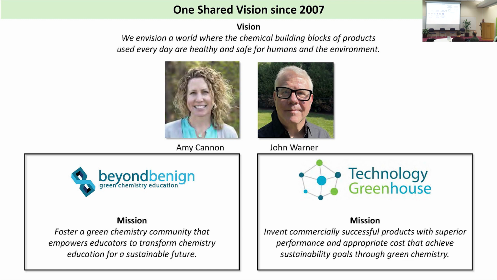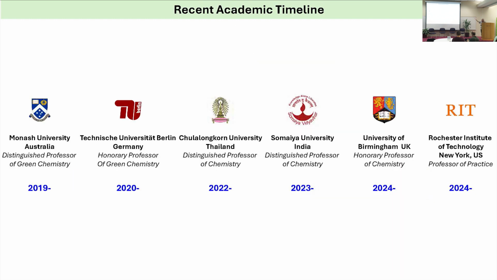Okay, and so I started, it was first called the Warner Babcock Institute. It was rebranded to Technology Greenhouse in 2023, and Amy started Beyond Benign. All right, and so essentially, in addition to being in industry, I still hold academic ties. I have an appointment at Monash in Australia, an appointment at Technical University in Berlin, Chulalongkorn in Thailand, Samaya University in India, University of Birmingham in the UK, and see my shirt here, I'm representing. I'm a professor of practice of green chemistry at the Golisano Institute here at RIT.